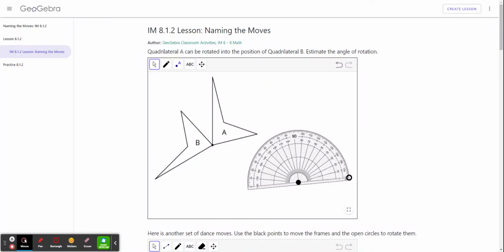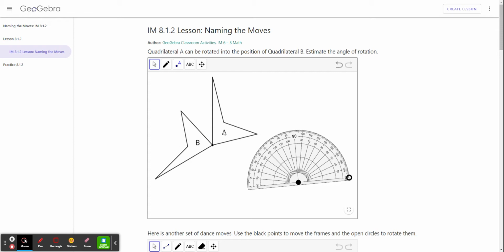This is 8th grade math, Unit 1, Lesson 2, Naming the Moves. Our learning goals, our learning targets for this lesson, we want to be able to identify corresponding points before and after a transformation. And we also want to know the difference between translations, rotations, and reflections. So we're going to start out with our first task.